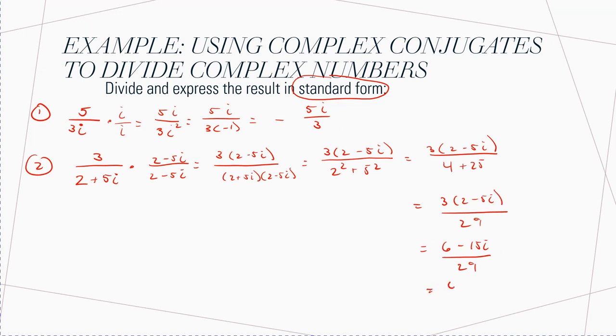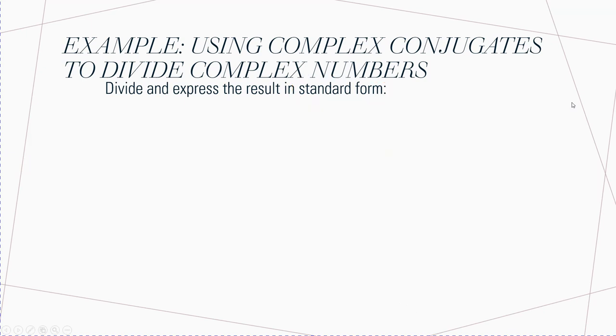So you have to split it up. So this is 6 over 29 minus 15 over 29i. I just split the fraction up, okay, just so I could write it in the standard form. So I got the real part and then the imaginary part. So this is the real part and then the imaginary part. All right, let's try another one.